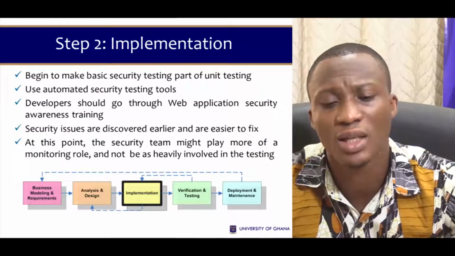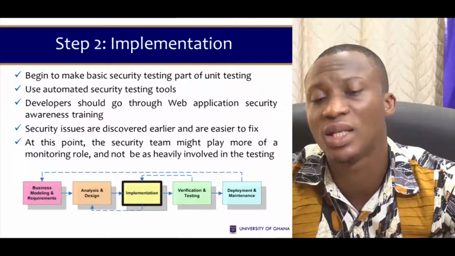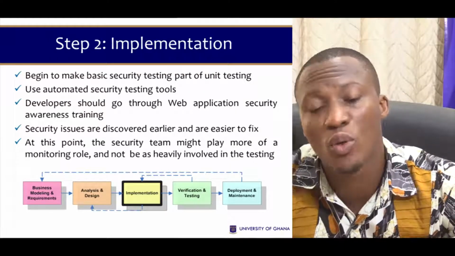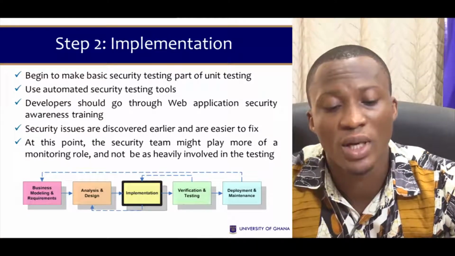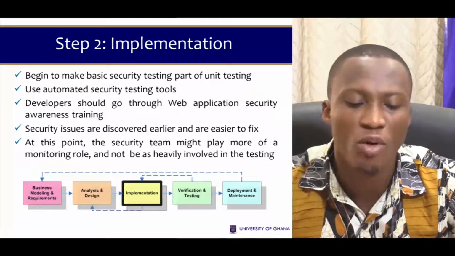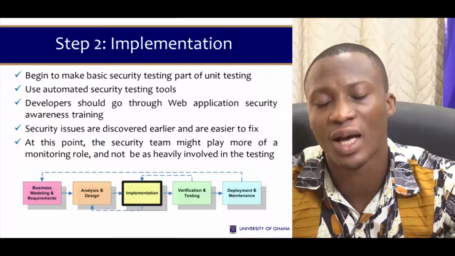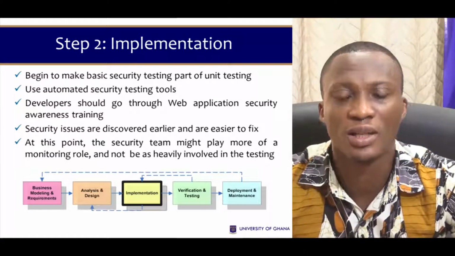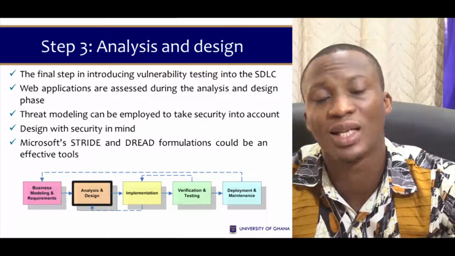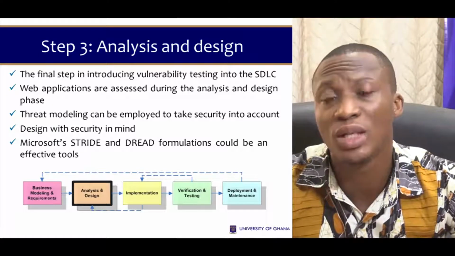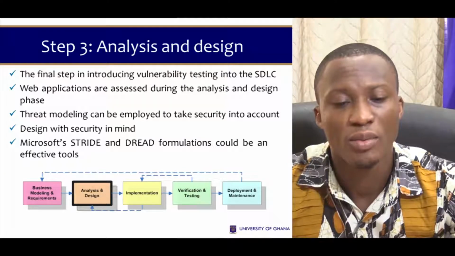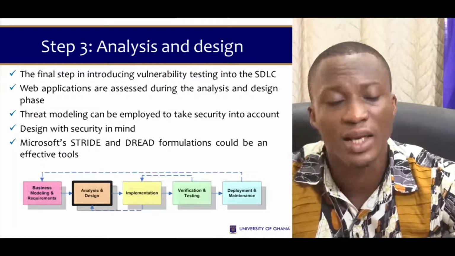Then the second stage is implementation. Here we begin to make basic security testing part of unit testing, and developers should go through web application security awareness training. At this point, the security team might play more of a monitoring role and not be as heavily involved in the verification part. Then the last stage we want to look at is the analysis and design. So in integrating security, there are three phases: verification, implementation, and analysis and design.